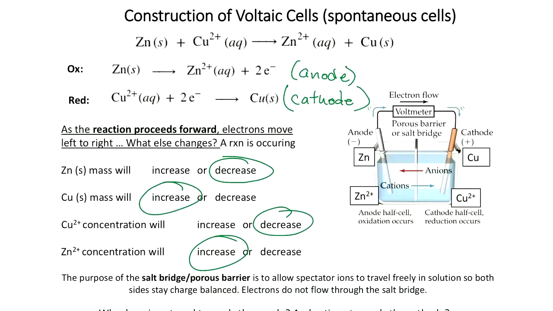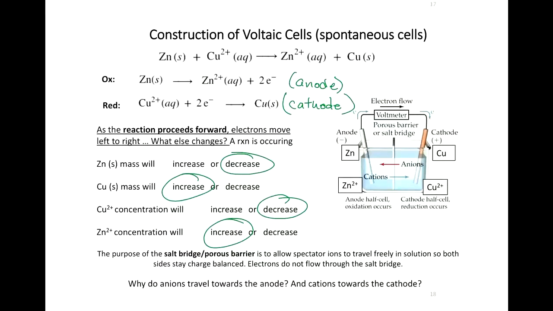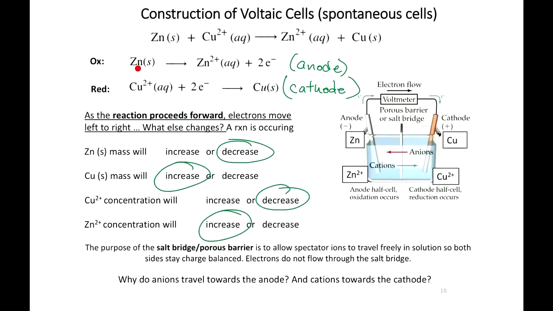So in order to maintain charge balance, we have to connect these two parts of our voltaic cell by a porous salt bridge that allows ions to transfer from side to side, and so each side stays charge balanced. So essentially this salt bridge completes your circuit, because electrons are moving from left to right, but we've got to complete the circuit, so we connect those two halves with that salt bridge. All right, and so the question here is, why do anions travel towards the anode? So I like to think about it this way. The anode is the oxidation reaction.